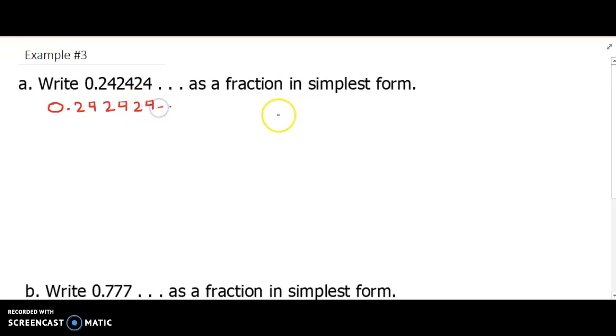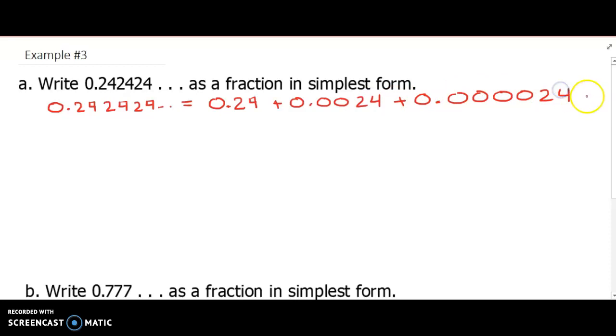0.242424 dot dot dot, keeps going and going and going, as 0.24 plus 0.0024 plus 0.000024 plus dot dot dot. Okay, you should be able to recognize that the left and the right are in fact equal. Keep in mind what an equal sign means. They're the same. Written differently, but they are the same.